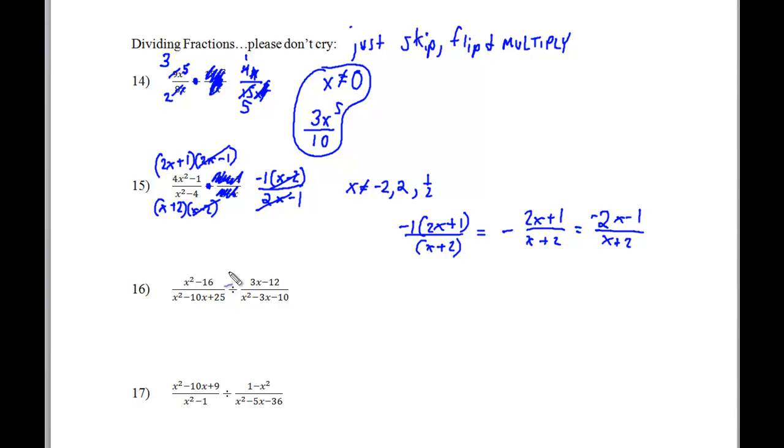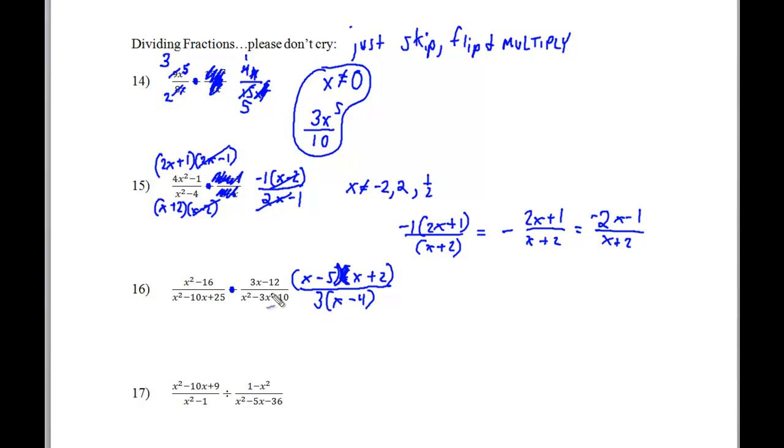Alright, moving on to number 16. We're going to skip, flip, and multiply. So what I'm going to do is do a little factoring as I'm skipping and flipping. If I move this to the numerator, I can see that the two numbers to make -10 and add to make 3 are -5 and +2. So this is going to be x plus 2 and x minus 5 to give me this. And in the denominator, I'm going to move this down, so 3 multiplied by x minus 4.